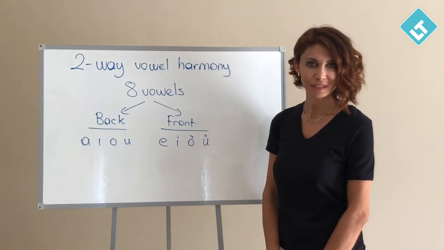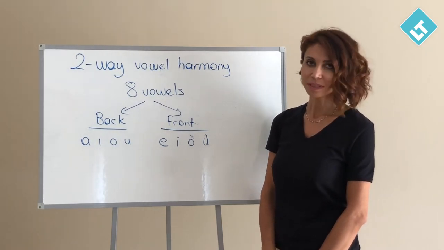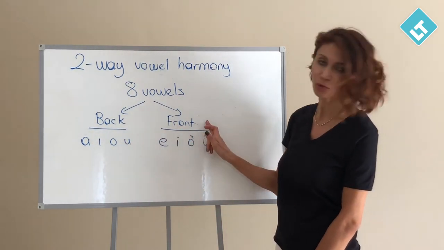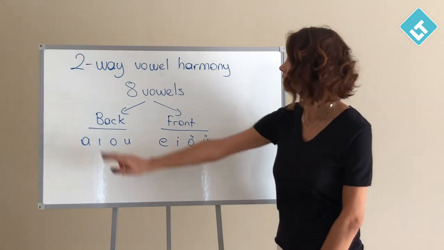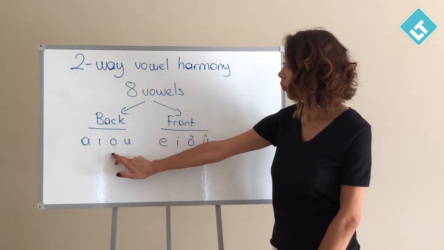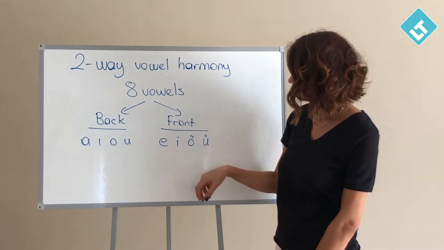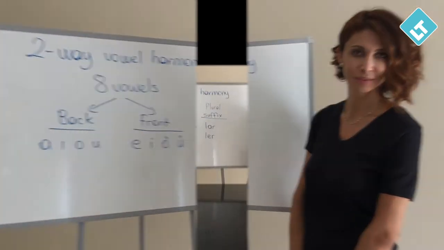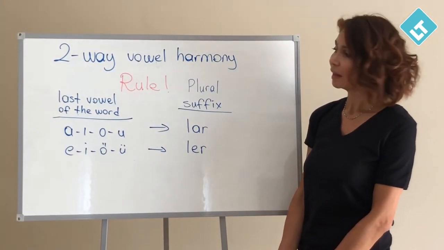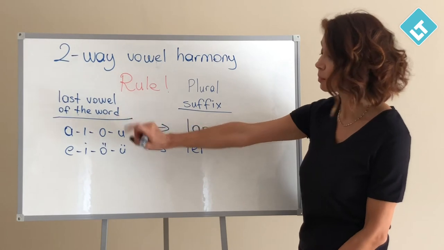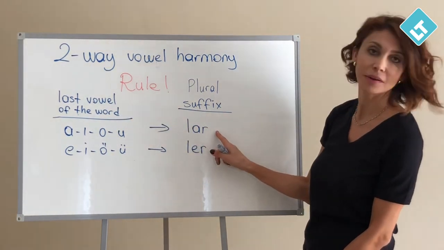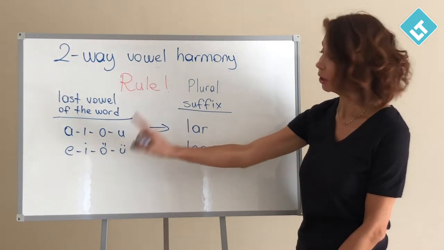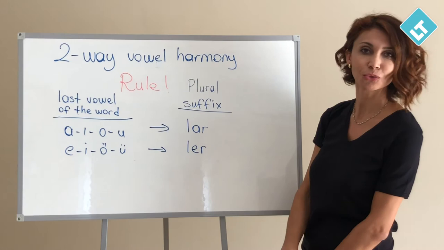There are 8 vowels in the Turkish alphabet. Those vowels are separated into 2 groups called back vowels and front vowels. Back vowels are a, ı, o, and u. Front vowels are e, i, ö, and ü. The rule is very simple. If the last vowel of the word is a back vowel, we use the lar suffix. If the last vowel of the word is a front vowel, we use the ler suffix to form plural.